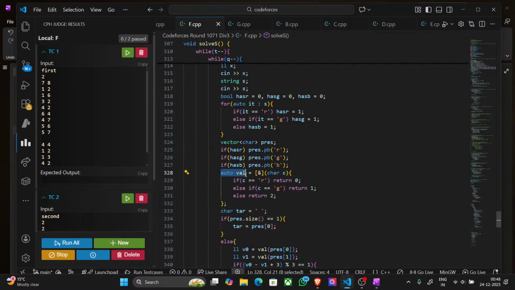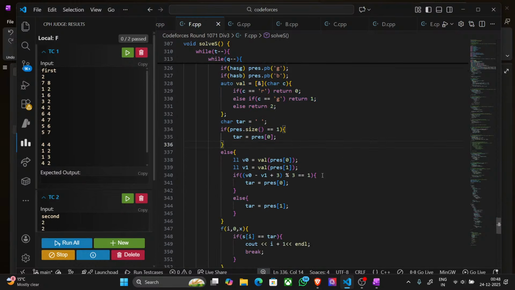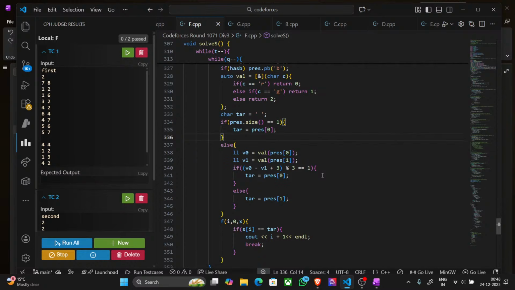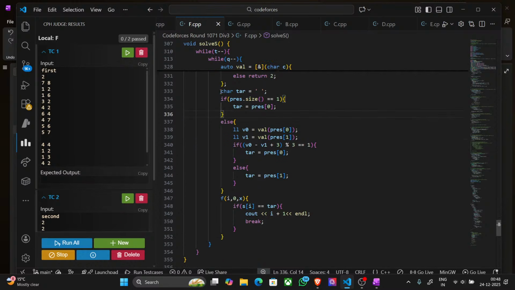Then for auto val, this is just the function to convert R into 0, G into 1, and B into 2. Nothing more. What is my target string? It's currently empty. What is my target character? Which means that I can move to this particular character. It is currently empty. If the elements present in the array, currently size is 1, so I can just take the target as present 0.